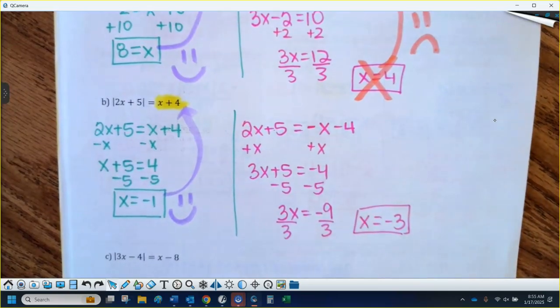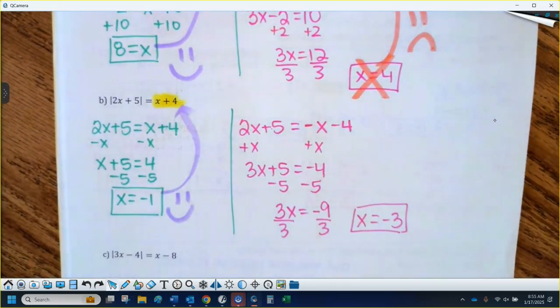Okay, now, if I plug in negative 3, right here, the x plus 4, if I plug that in, is that going to make that negative? What's negative 3 plus 4?